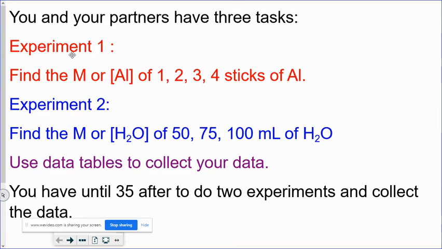Today, the in-person students will be doing a lab where they're finding the molarity of one piece of aluminum. Then we give them 2 pieces of aluminum, 3, then 4, and they find out the molarities of those. The students realize when they find the molarities of 1, 2, 3, or 4 sticks of aluminum that the molarity does not change. They also did an experiment where they found the molarity of 50 milliliters of water, 75, and 100 milliliters of water. They also found that the molarity of water does not change based on the amount that you use.